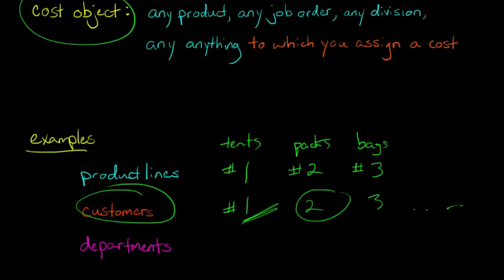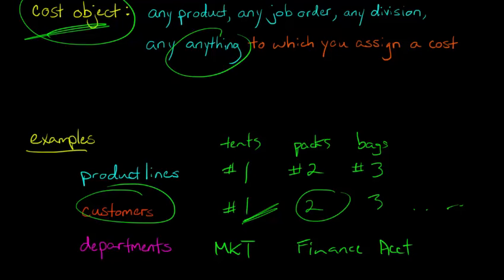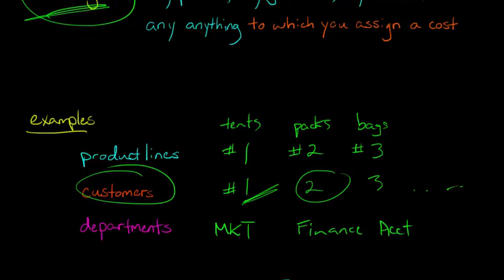And then we can also think about the departments within an organization. For example, you have the marketing department, the finance department, the accounting department, all these different departments. We can assign costs to those departments. And so, in essence, departments themselves can be cost objects. So remember, a cost object could be anything, right? It doesn't really matter. What matters is that you've identified something to which you would like to assign a cost, and therefore you have a cost object.